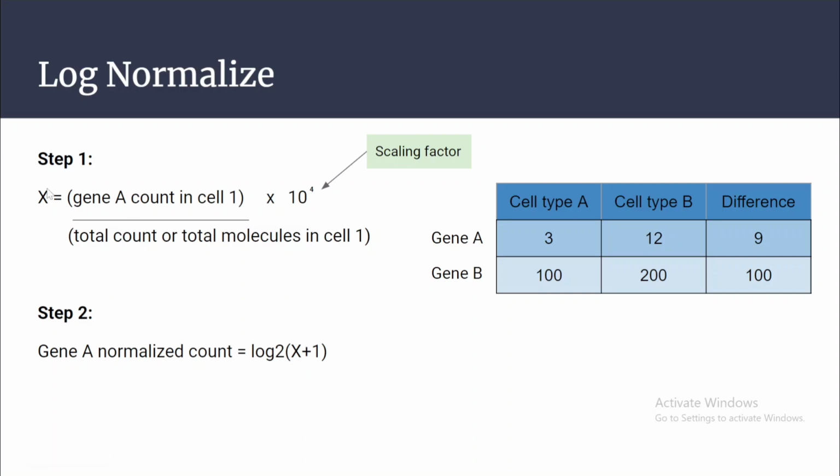Then after having this value, we store it in X. Step 2 is the transformation, basically calculating the log 2 value. So log 2 of X plus 1, where X is the value we calculated in step 1, and this gives you the normalized value for this particular cell. In the same way we have to calculate for this cell and this cell and this cell, then we have the normalized data.